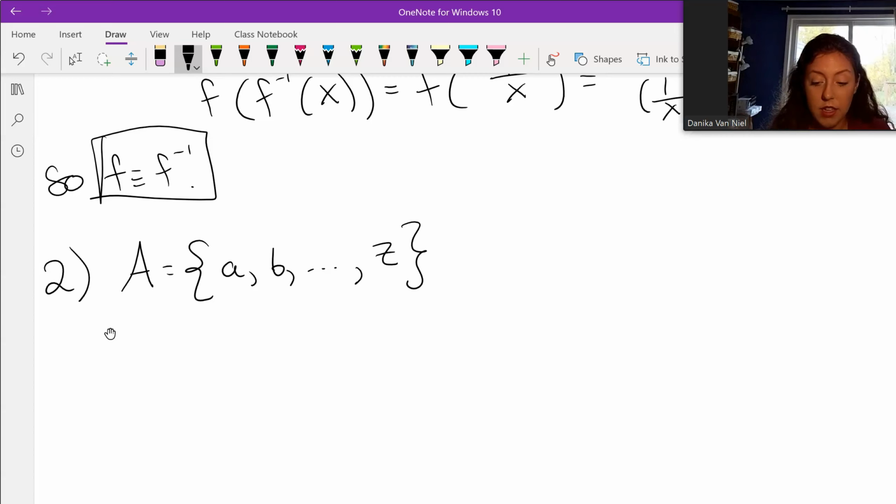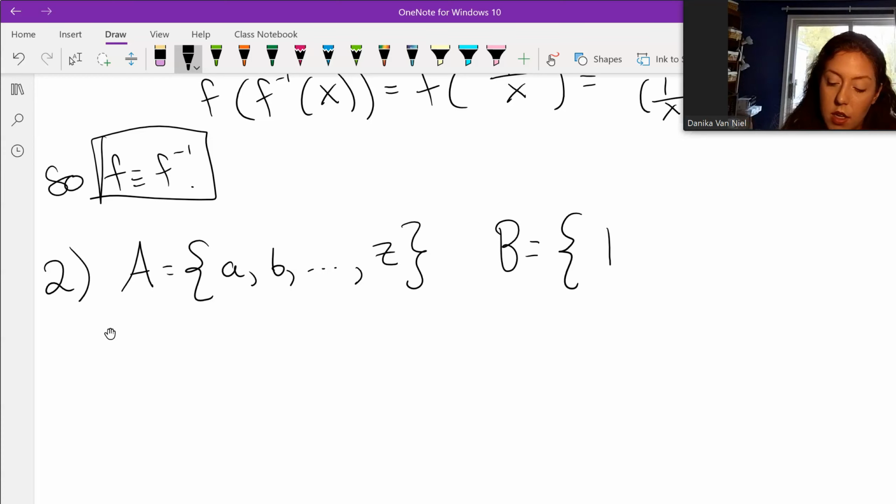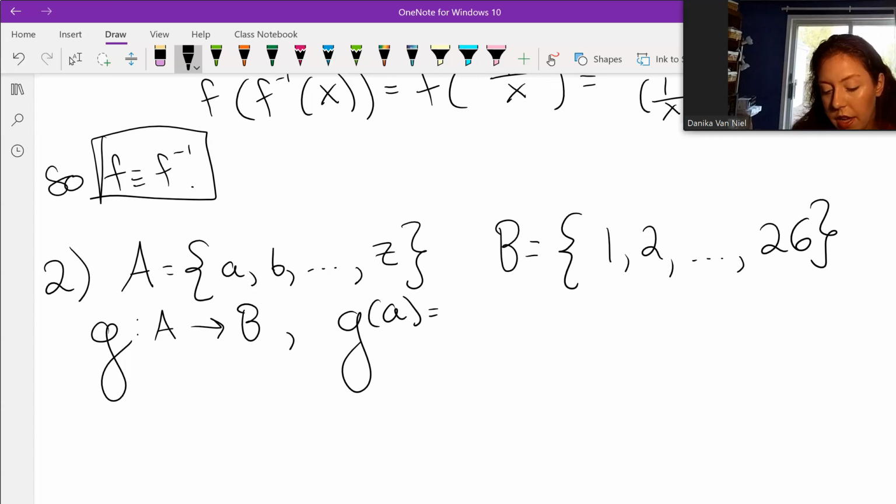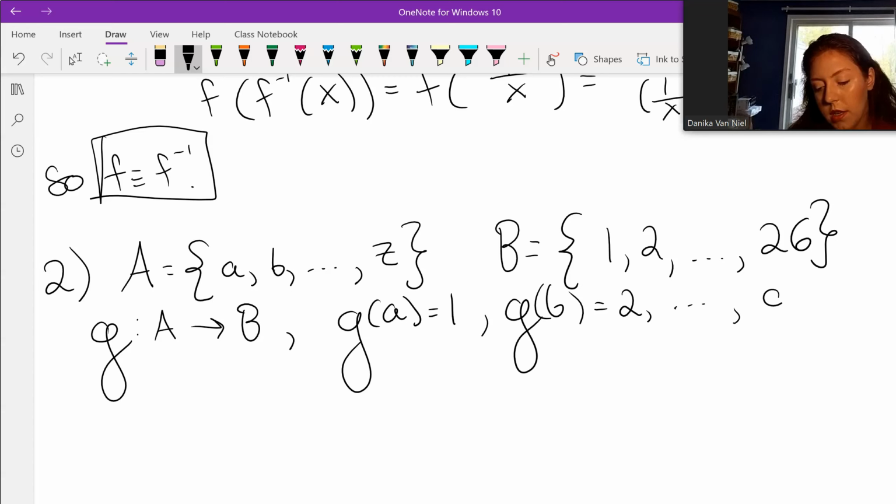So that's the alphabet, right? And then let's call B maybe the set 1, 2, all the way up to 26. G goes from A to B, and it's defined as G of A equals 1, G of B equals 2, and so on. G of Z equals, you guessed it, 26. Okay?